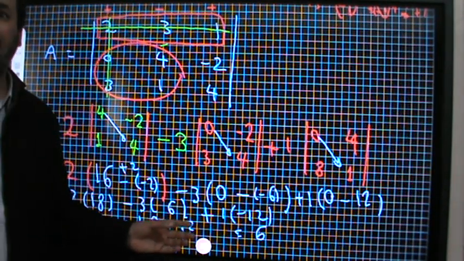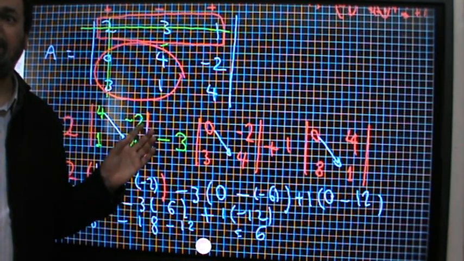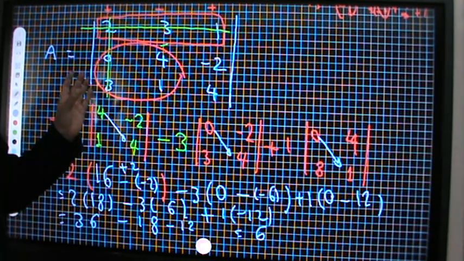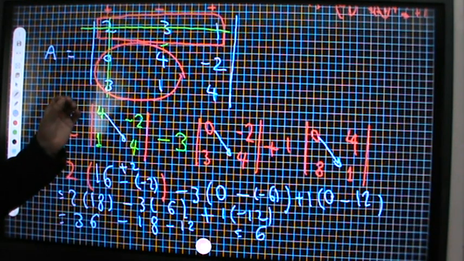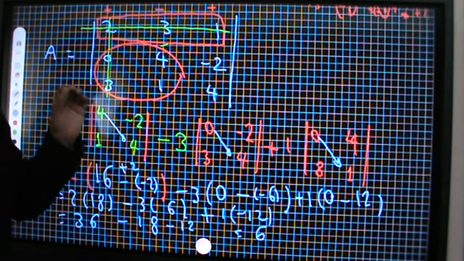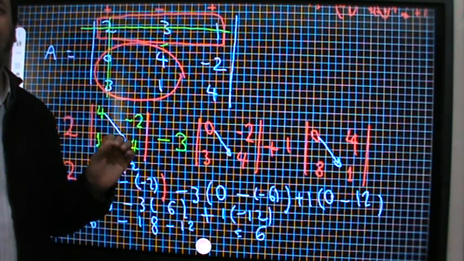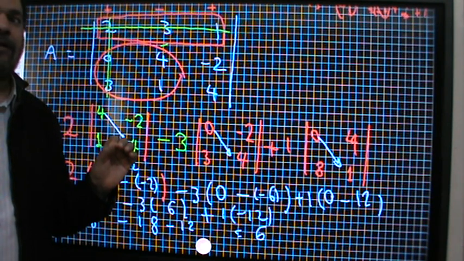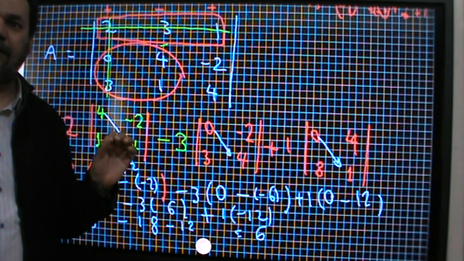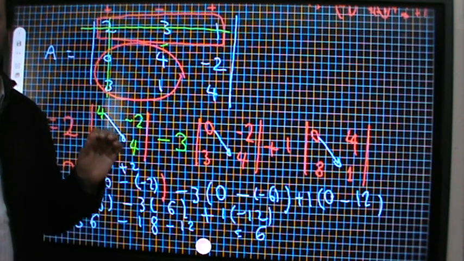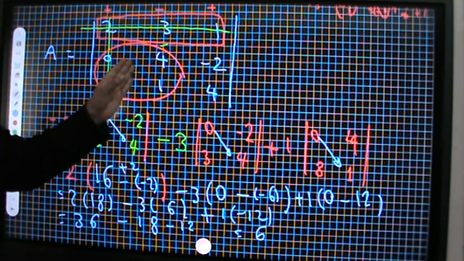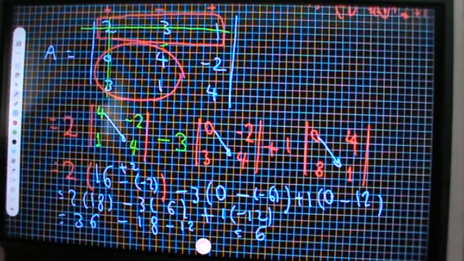This is the first way to get the value of this determinant, using the minor determinants for each element in any row or any column, but by respecting the sign of each element in the rule which we said before.